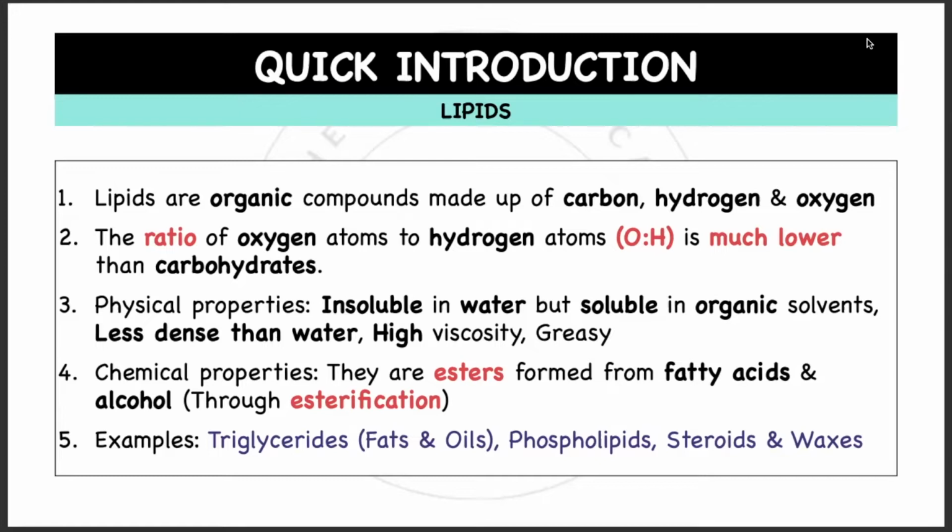Alright, but the difference between fats, lipids, and carbohydrates is that the ratio of oxygen atoms to hydrogen atoms is much lower than carbohydrates. So this is important to take note of. It's important to distinguish the difference between lipids and carbohydrates. Now, some physical properties: they are insoluble in water but soluble in organic solvents. They are less dense than water, have high viscosity, and is greasy.